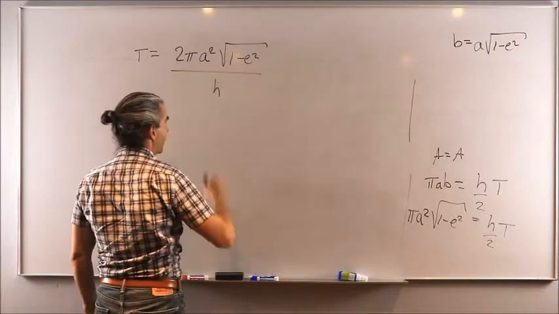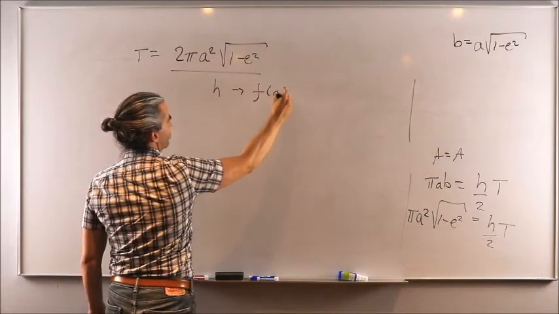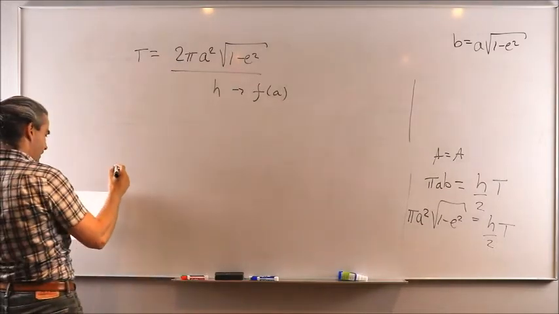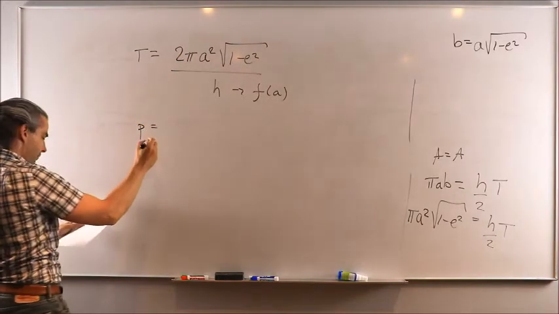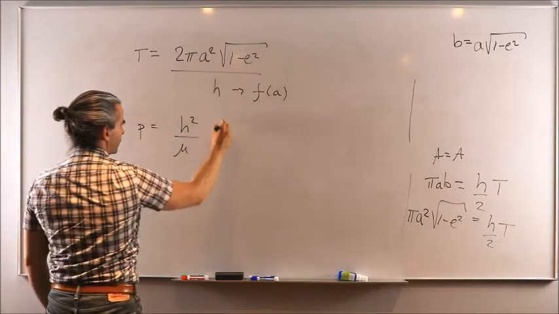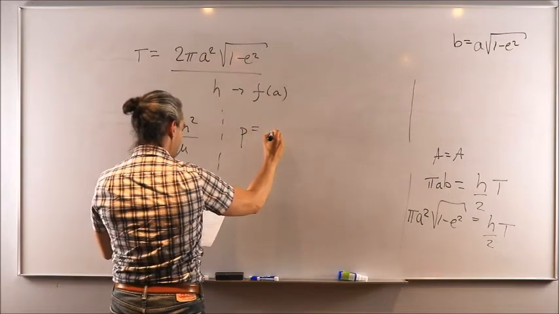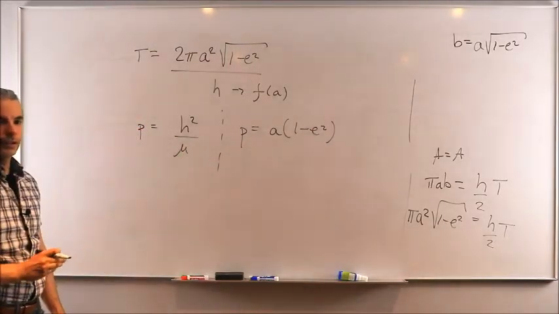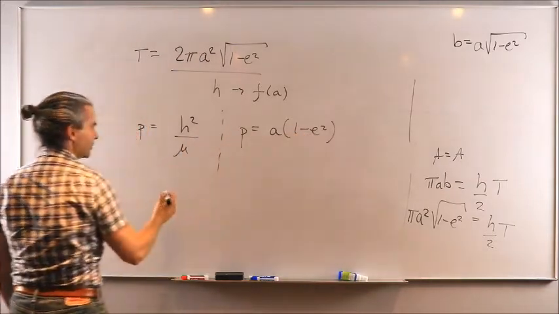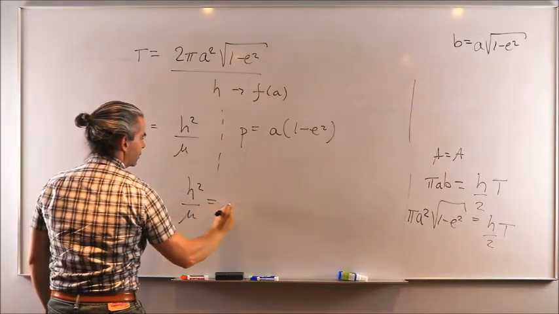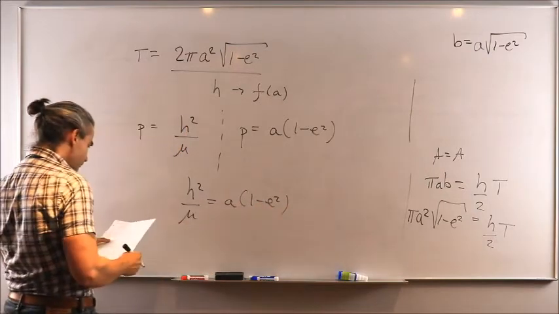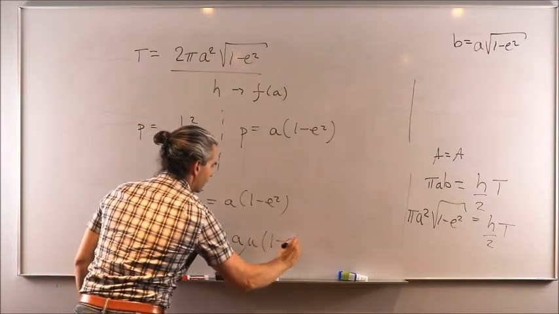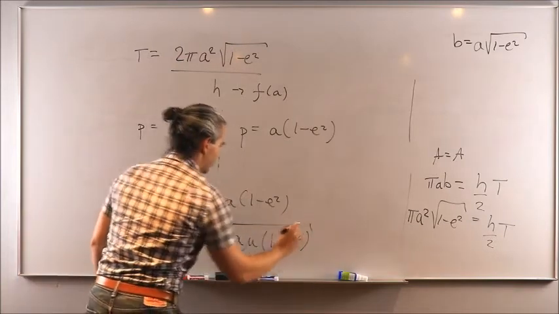So we have to express H as a function of the semi-major axis, because otherwise we won't get Kepler's third law properly. So let's first start off by saying that P from before was equal to H squared over mu. But also we had obtained another expression for P, which was equal to A times 1 minus E squared. So two expressions for P in the elliptical orbit subsection. If we equate those two equivalent relationships, we end up with H squared over mu equal to A times 1 minus E squared. Or in other words, H is equal to the square root of A times mu times 1 minus E squared.